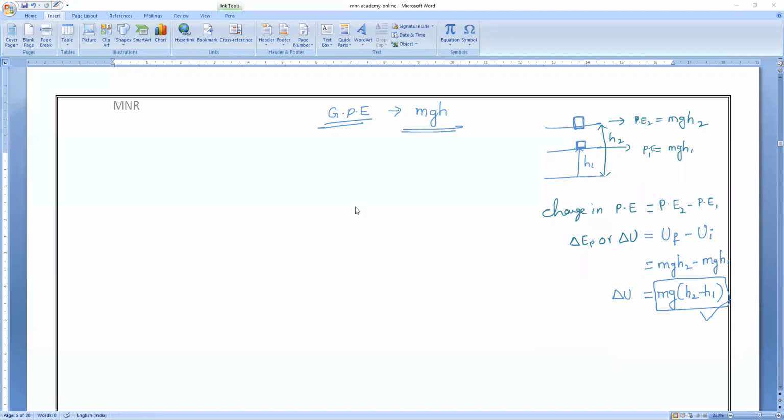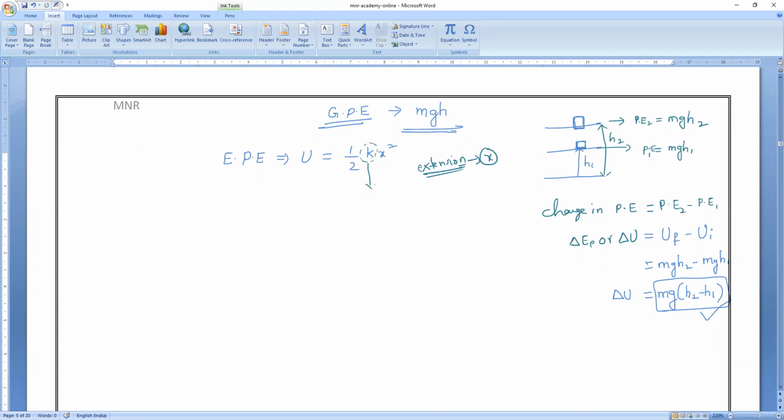Now, in the same way, coming to the elastic potential energy. Elastic potential energy we can also represent with U. So what is the elastic potential energy formula? Yesterday only I have done. Half into k into x square. Am I right or wrong? What do you mean by x? X means extension in the spring or elastic body.